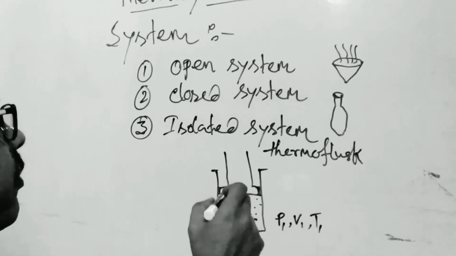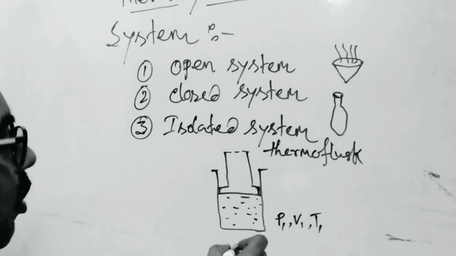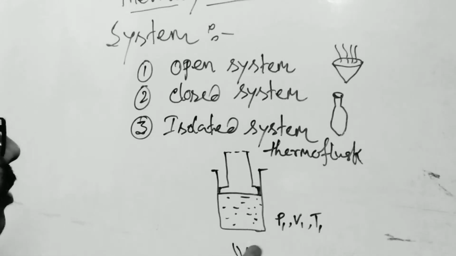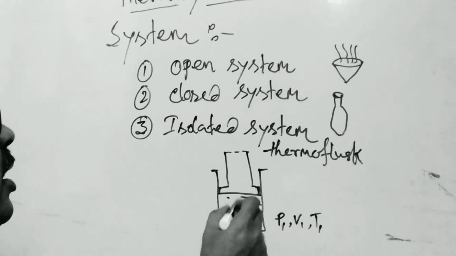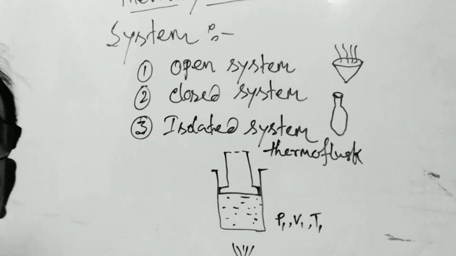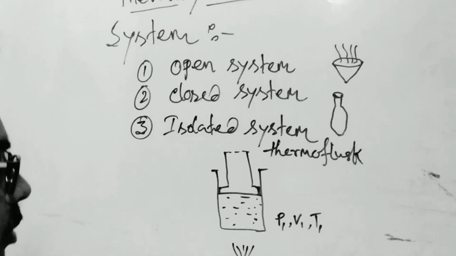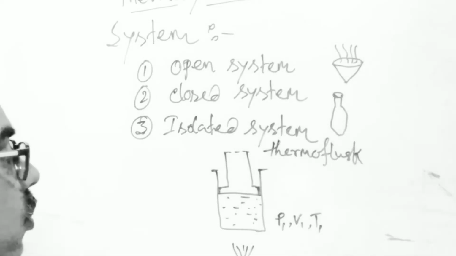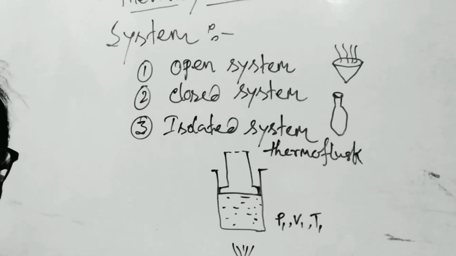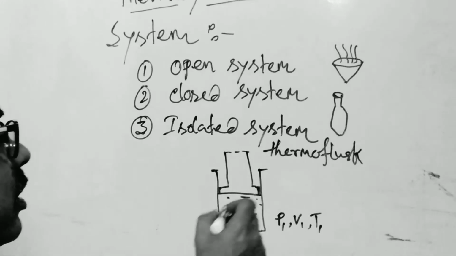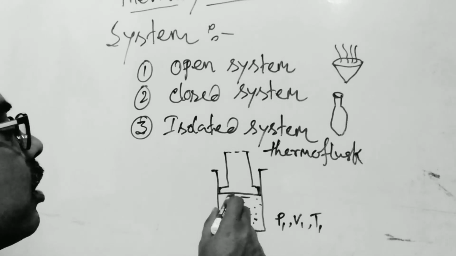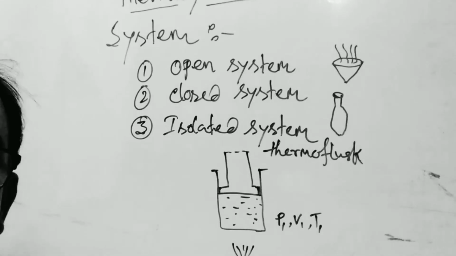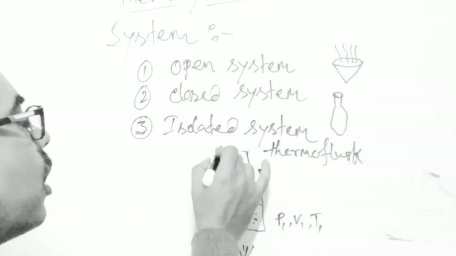Now if some amount of heat is given to the system, then the system will absorb that heat. The energy of the gas molecules will increase, and the gas molecules will translate with faster speed. They collide with each other, and they also collide with the wall of the piston, and therefore the gas will expand and the piston will go upward.